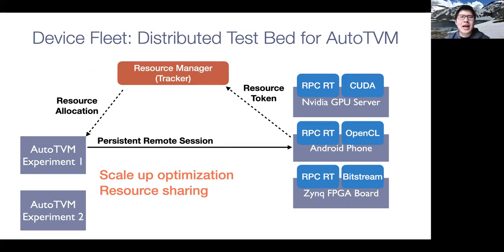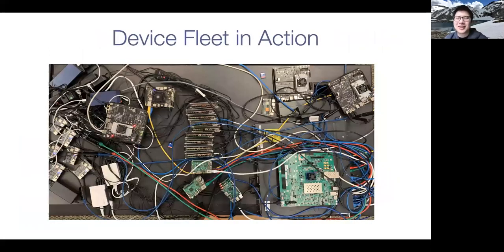And in our lab, we actually built what we call a device fleet that contains a collection of different hardware devices that we can test on. So this is actually a Photoshop of the real hardware device fleet in our lab. You can find that there are a few Raspberry Pis, FPGAs, and mobile devices.